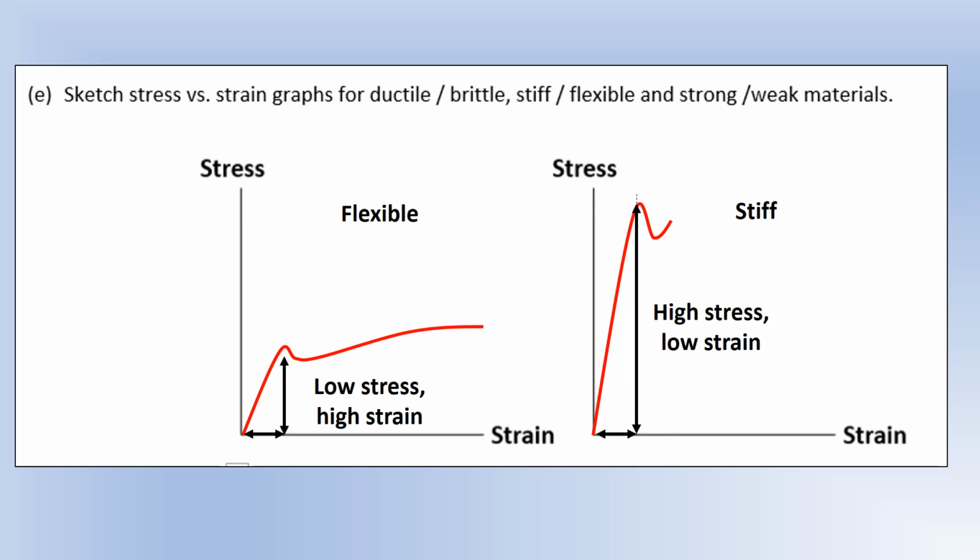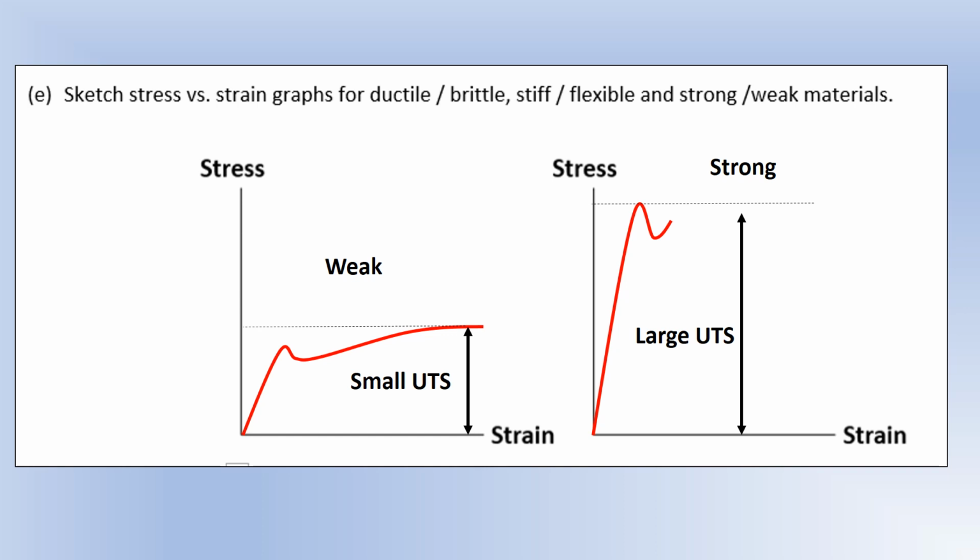A flexible material, you get a large strain at a lower stress, whereas a stiff material, or a material with a high Young modulus, we have low strain even with a high stress. And then in terms of weak versus strong, weak have a small ultimate tensile stress, whereas strong have a high ultimate tensile stress.